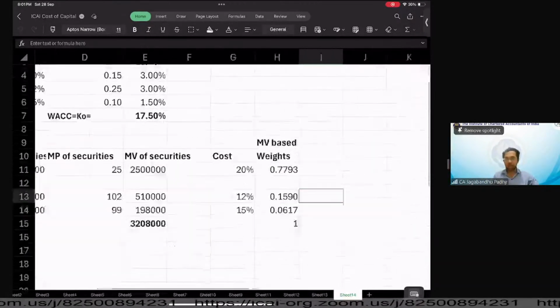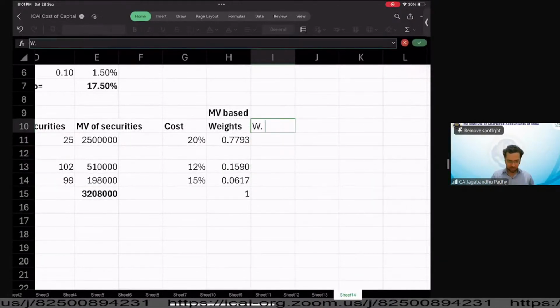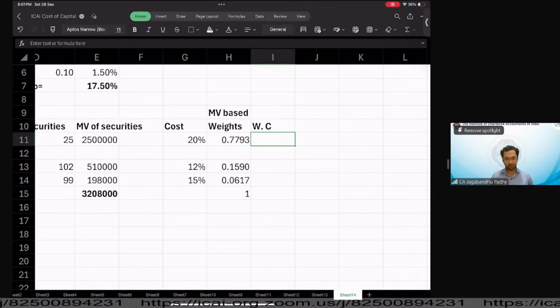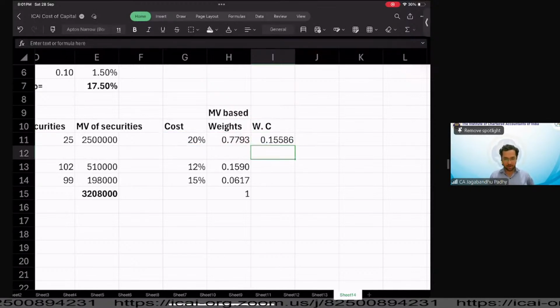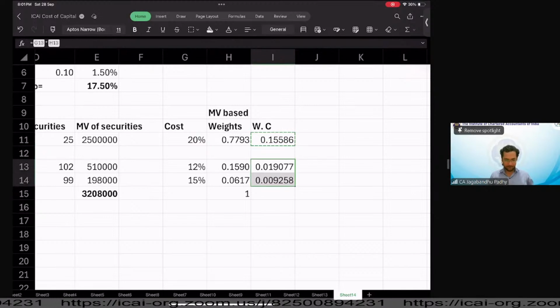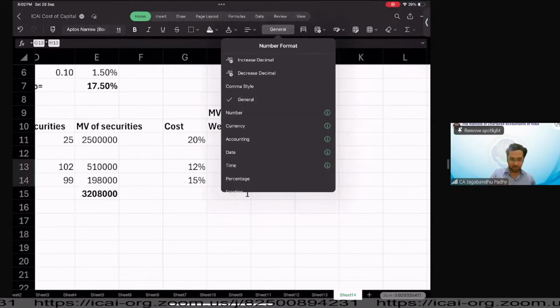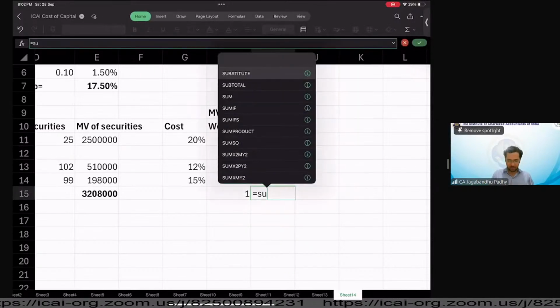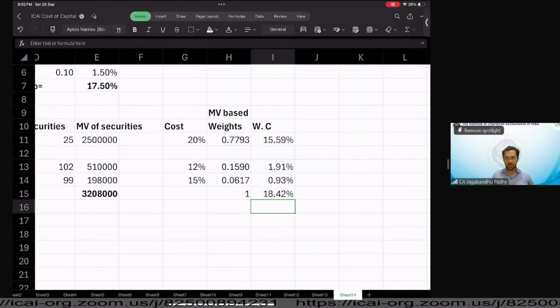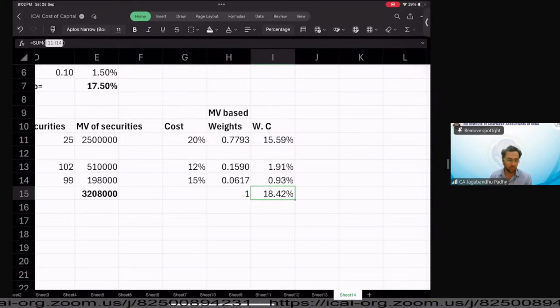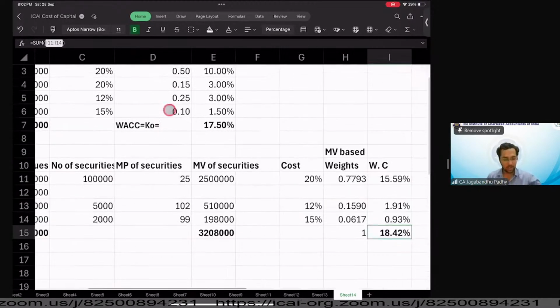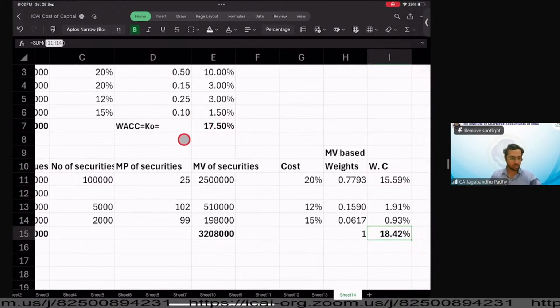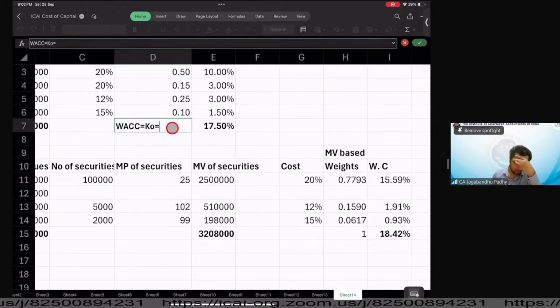Now, since we have got the weights, we can get weight into cost, that is cost multiplied by the weights. Simply convert this into percentage form. And then when I take a summation of this entire column, it comes out to be 18.42. So you can see there is definitely a difference from the 17.50 that we got, the weighted average cost of capital KO of 17.5%.